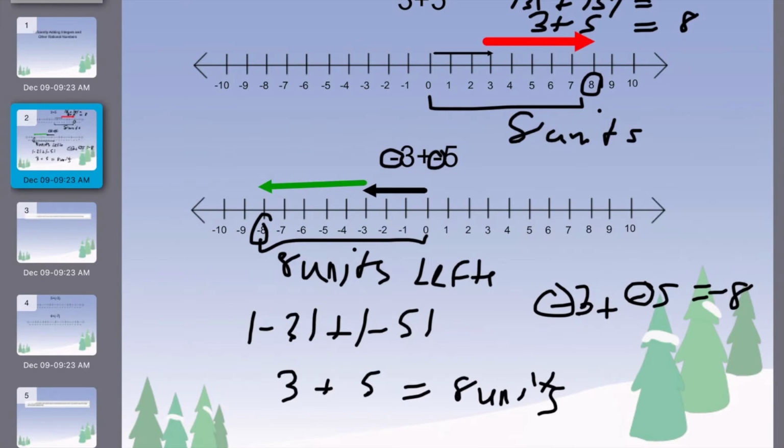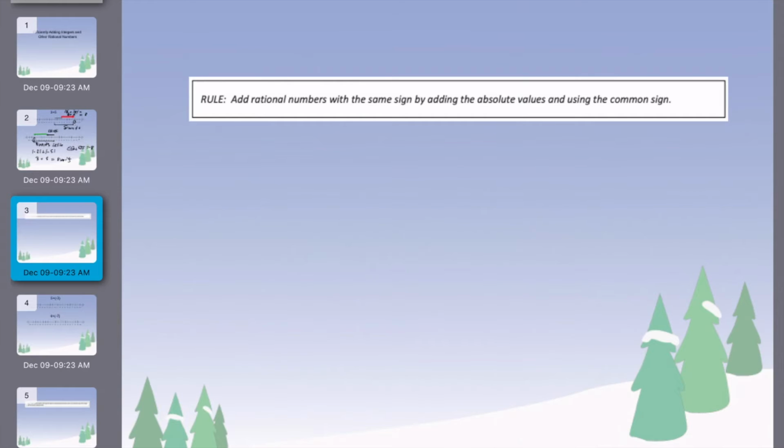So here's our rule. You'll want to write this down. Add rational numbers with the same sign by adding the absolute values and using the common sign. Again, I'm going to read that one more time for you. You can add rational numbers with the same sign by adding the absolute values and using that common sign. Okay, so let's go to some other examples as well.